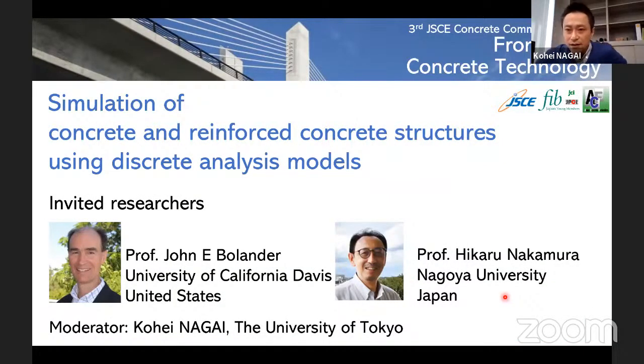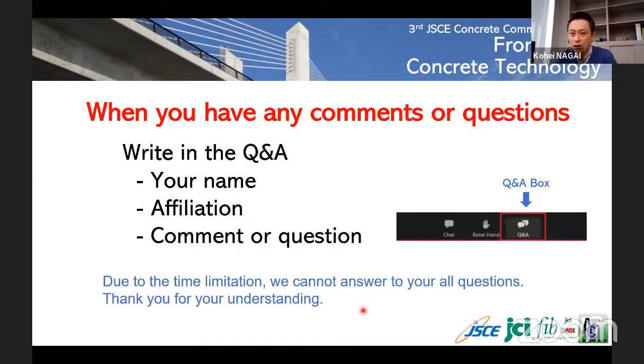The title of today's seminar is Simulation of Concrete and Reinforced Concrete Structures Using Discrete Analysis Model. We invite 2 leading researchers. One is Professor John E. Bolander from the University of California, Davis, United States. The other is Professor Hikaru Nakamura, Nagoya University. From now, we will start the presentations from them.